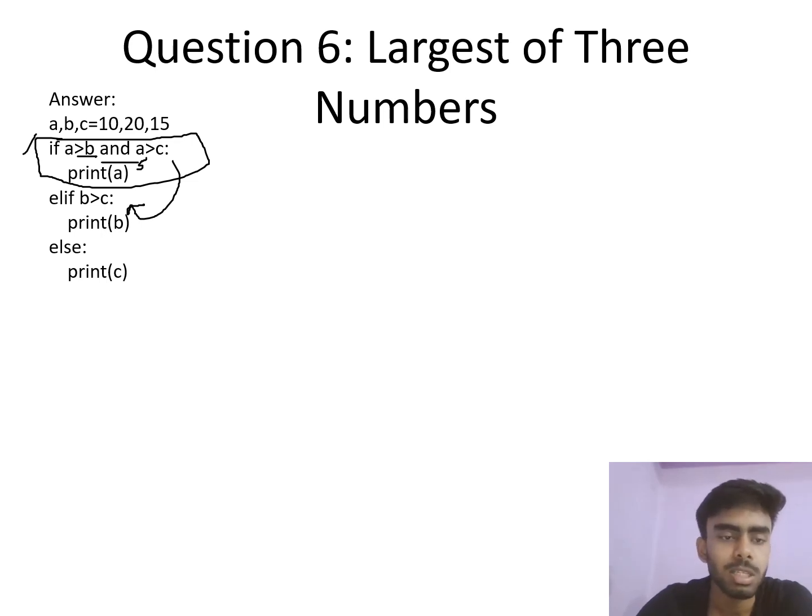So let's find which one is correct. A is 10, B is 20, and 15 is C. So over here, 20 is greater, so this condition will be true. So now come to the next question.